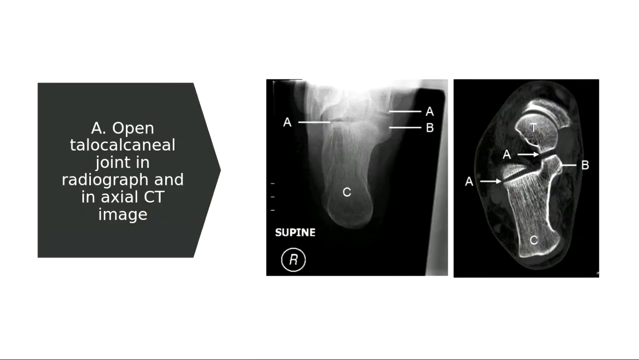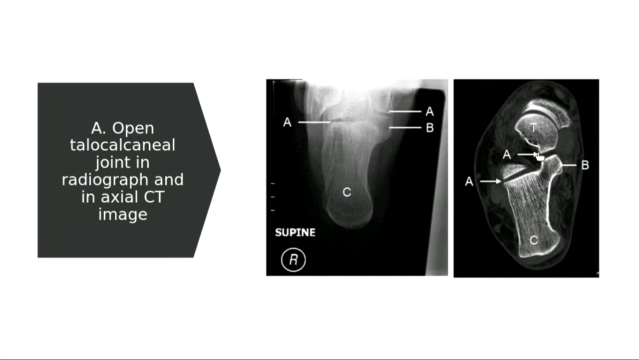So an open talocalcaneal joint in a radiograph and in an axial CT image. This letter A, this is the talocalcaneal joint space. This letter A, it comes across and then up like that, just because the shape of the calcaneus is kind of odd. Then this same thing comes across. You can see how it's positioned here. This is the talus with that T on there. They're showing you the talus, and this is the joint space.